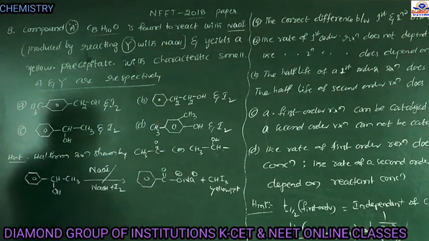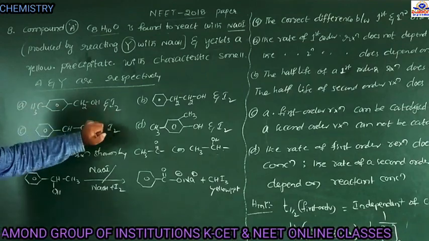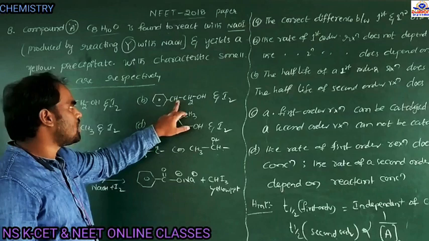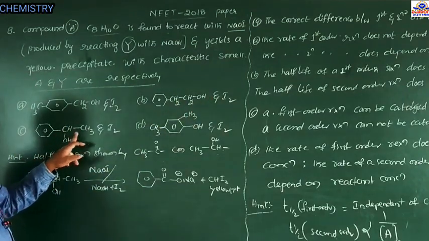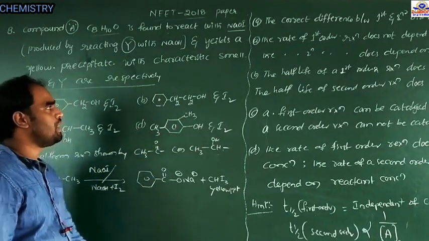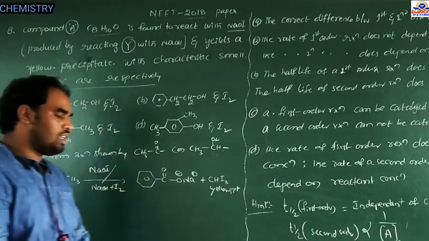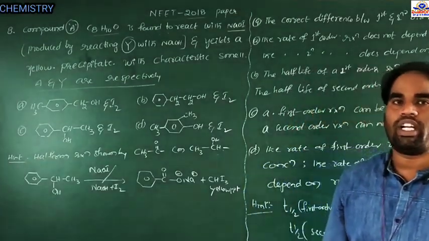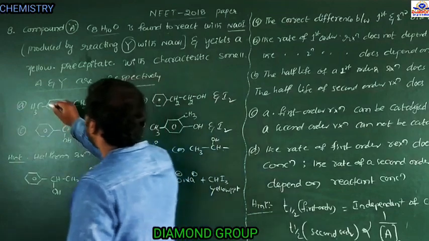That is the question. Option A, C6H5 CH2CH2OH and I2. Option B, benzene CH2CH2OH and I2. Option C, benzene CHOH CH3 and I2. Option D, CH3 benzene CH2OH and I2. So here, what are A and Y? That is the question. See students, what kind of reaction is it? First we have to identify what kind of reaction. Yellow precipitate, this is important.